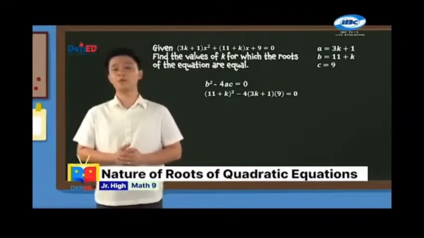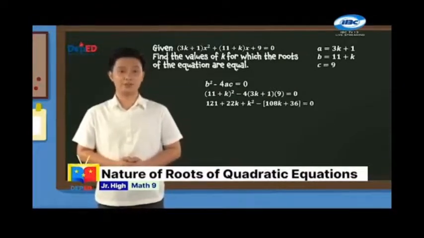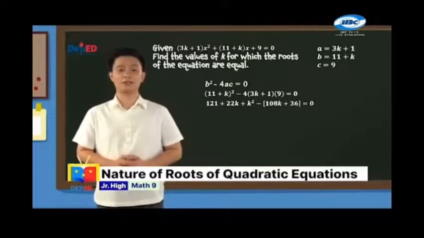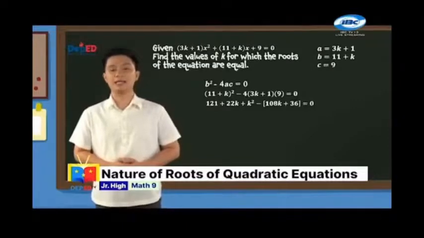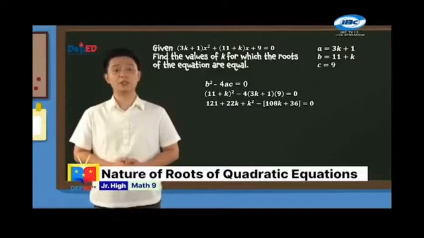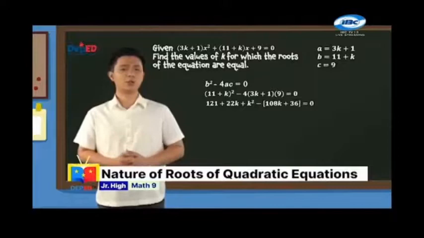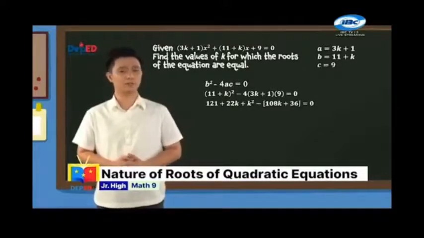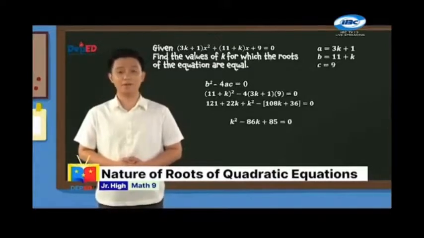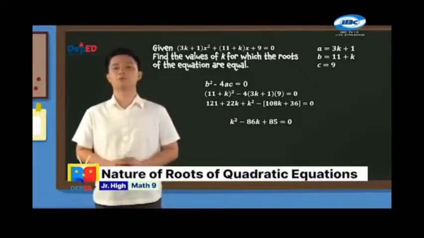If you're able to determine the correct answers, the equation will now look like this. 121 plus 22k plus k squared minus the quantity 108k plus 36 equals 0. Then, we combine similar terms and arrange the terms in descending powers. And this will result in what quadratic equation? Compare your answer with mine. k squared minus 86k plus 85 equals 0.